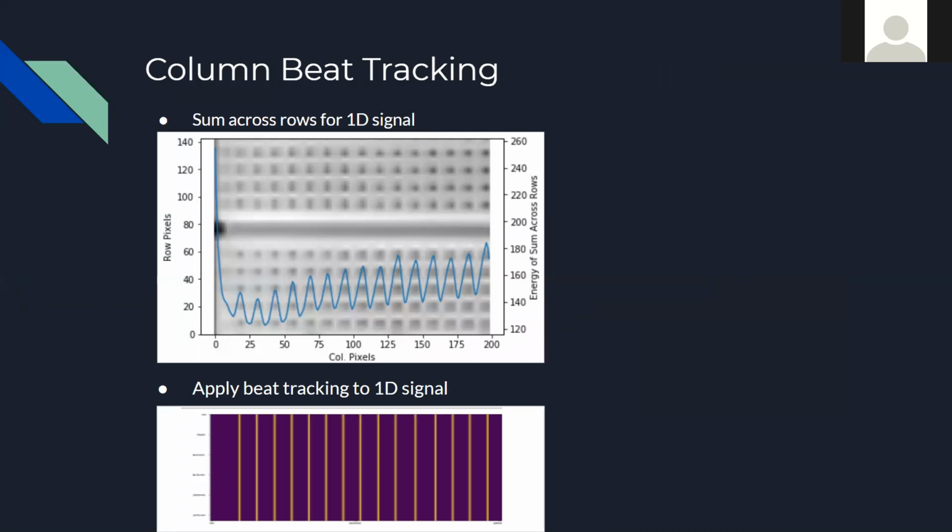The first image you will see is part of a breadboard. Overlaid in blue is the energy of each column. The column energy is then passed into the beat tracking algorithm, and the resultant beat onsets are shown in yellow vertical lines on the bottom image.